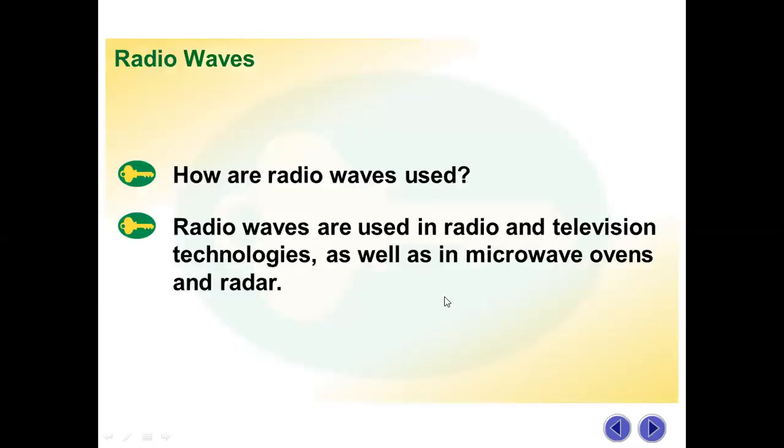Today we are going to start to speak about how radio waves are used. Radio wave is the first one in the pattern from the left. Radio waves have the lowest frequency, while they have the longest wavelength. Radio waves are used in radio and television technologies, as well as in the microwave oven. Microwaves, we are going to classify as different because they have different frequencies and different wavelengths from radio waves. Okay.